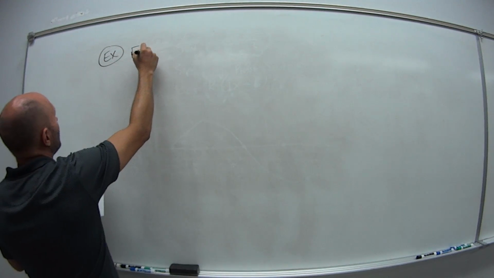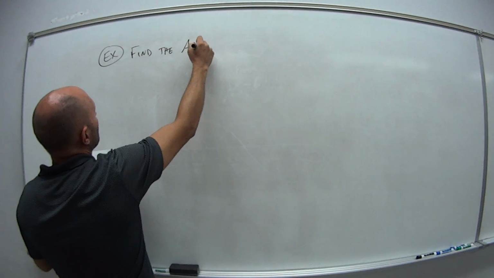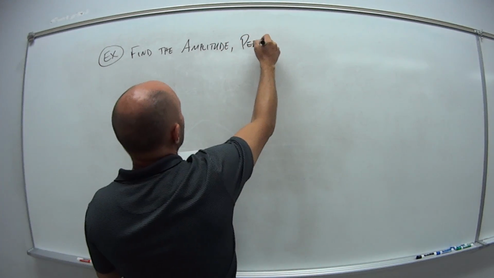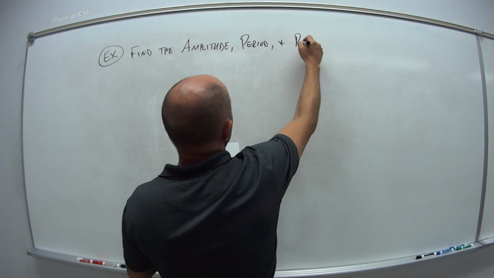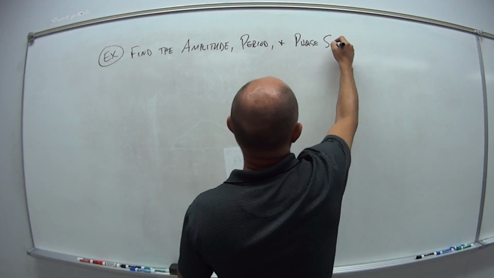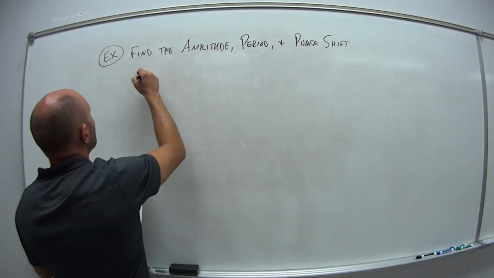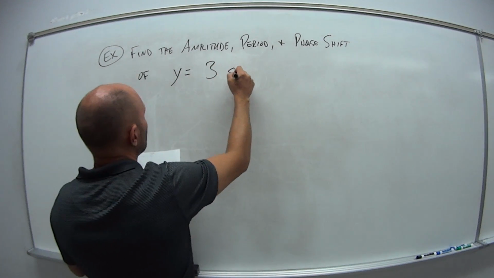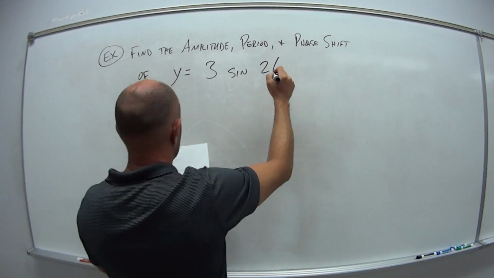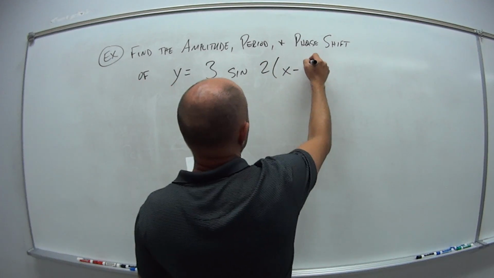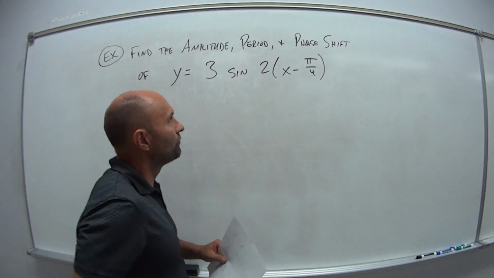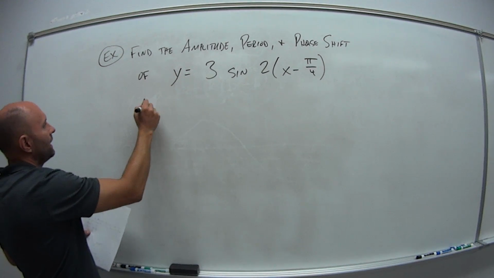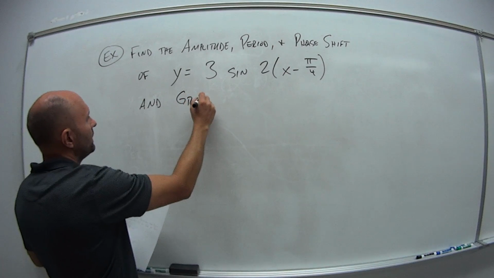All right, so let's look at this example. We want to find the amplitude, period, and phase shift of the following equation. Y is equal to 3 sine of 2 times x minus pi over 4. So we want to find those 3 pieces of information and graph one period.